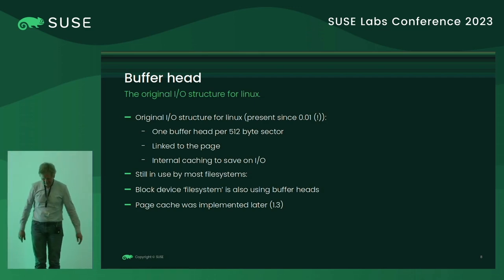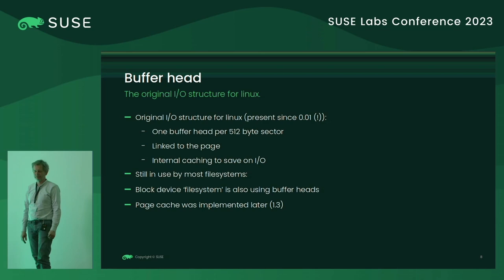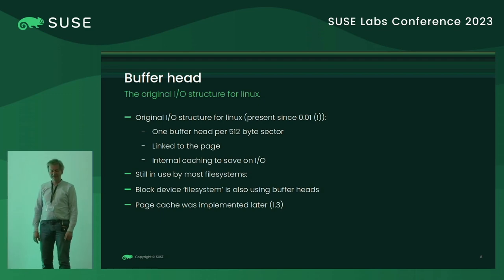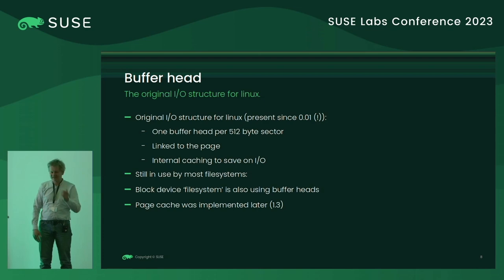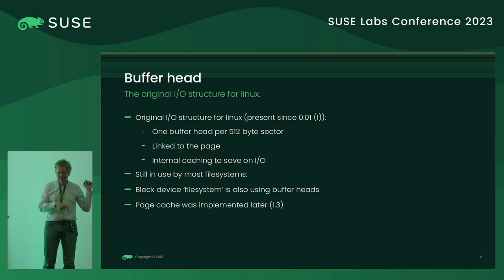As I said, we have several methods by which I/O onto the pages or from the pages can work. The most ancient here is, in fact, buffer heads. This has been present in the Linux kernel since version 0.01, so one of the very first releases ever, and has been in there since basically the very beginning. It is basically a representation of a block sector on disk, so it's 512 bytes, and it is linked to a page.